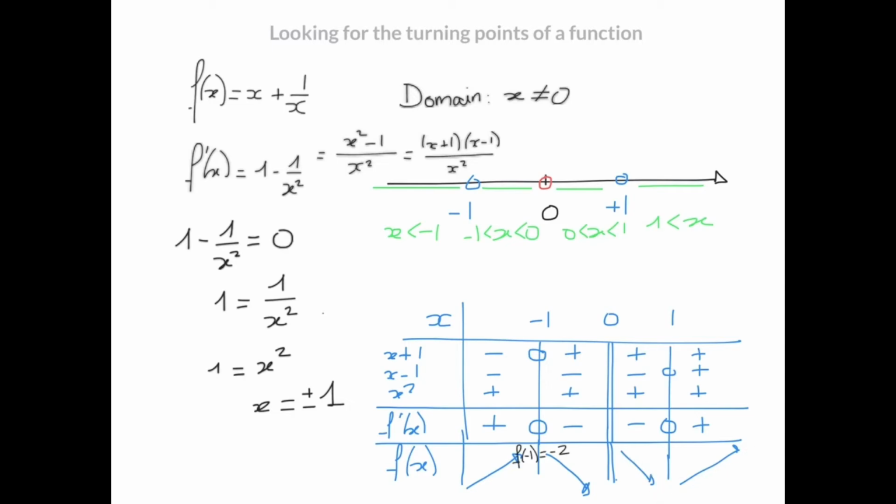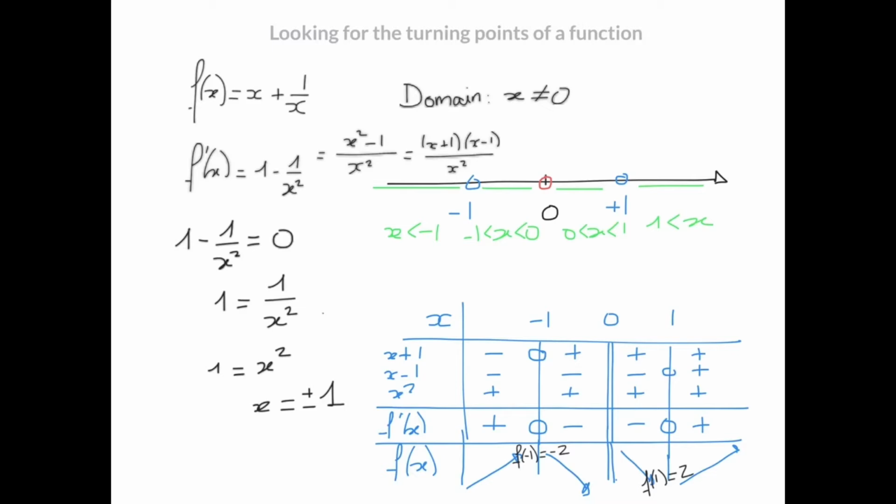To work out the value of this maximum here, we just need to plug the value of x here, minus 1, into the formula for f, and we get f of minus 1 is minus 2. So minus 2 here is a local maximum for the function.